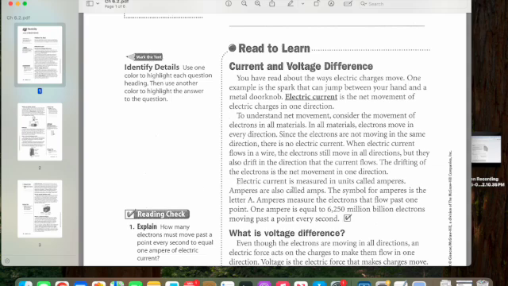Electric current is measured in units called amperes. Amperes are also called amps. The symbol for amperes is a capital A. Amperes measure the electrons that flow past one point. 1 ampere is equal to 6,250 million billion electrons moving past a point every second.